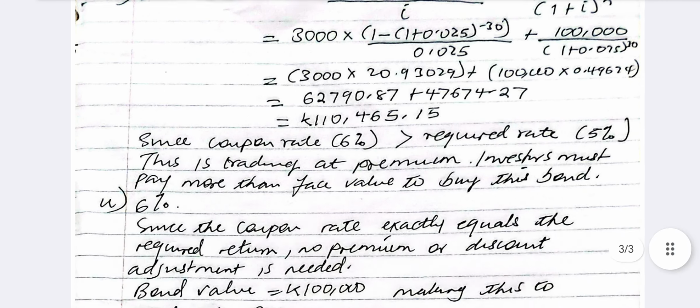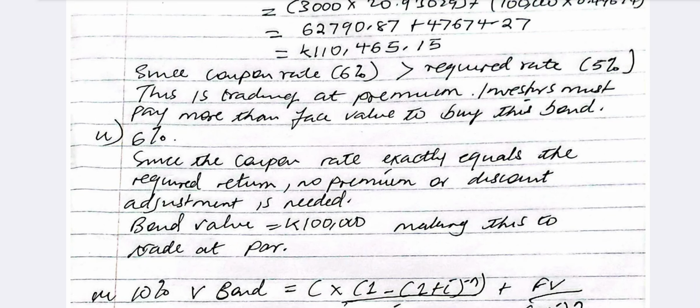Next, we're going to move on in the same fashion. We are now going to calculate at 6%. At 6%, there's no need for calculations here because our coupon rate as well as our required rate is the same. Our coupon rate is 6%, our required rate is 6%. Since the two are exactly the same, we don't make any adjustments, and therefore the bond value is going to be the same in the market. So our bond value is 100,000 kwacha, and this is an indication that we are trading at par, because our coupon rate and our required rate are both the same.